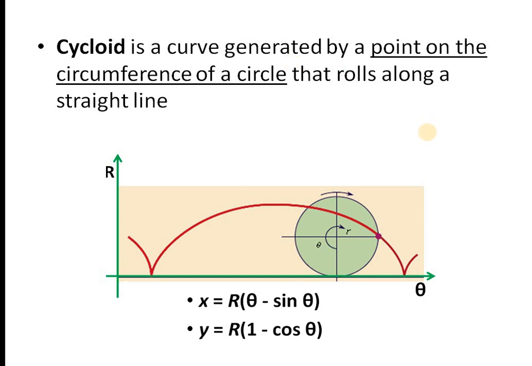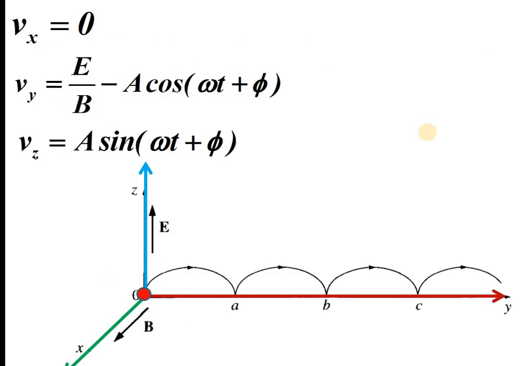What we have to do here is show that our particle is also moving in a cycloidal path. Already we have got its velocities, x component, y component, and z component. The particle was initially placed here, and we found that there is no x velocity, vx is equal to 0, and there is a y velocity, vy, equal to E by B minus A cos(omega t plus phi), and there is also a z velocity, vz, equal to A sin(omega t plus phi). We have not yet shown that it is a cycloid path. We have to show it. So let us see how we will prove that it is a cycloidal motion.